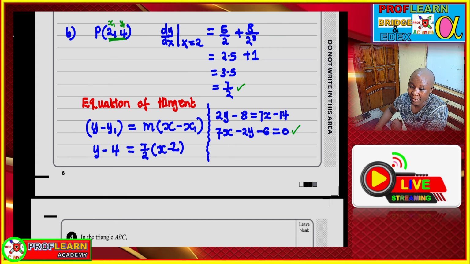So at that point, if we were being asked to find the equation of the normal to the curve at this point, we would go an extra mile, take 7 over 2 times m2 is -1. We find m2, and then we proceed with the same steps to work this question out. Is that clear? Great.